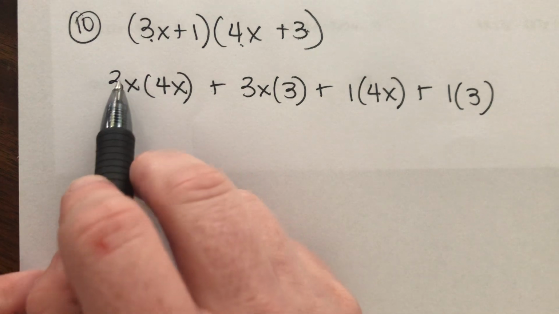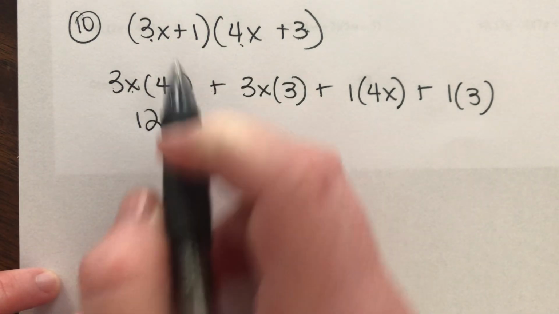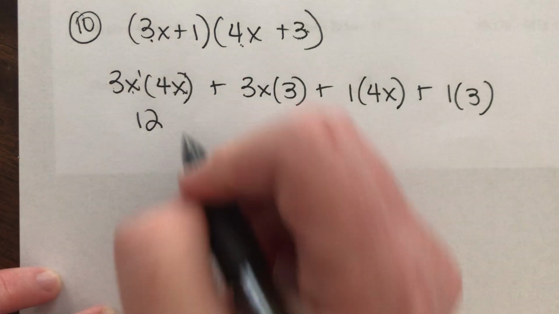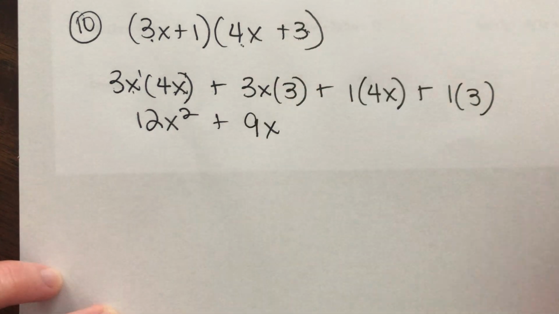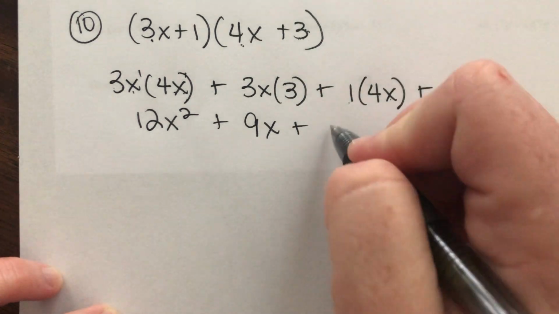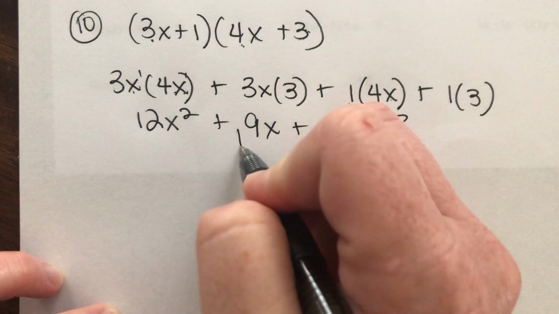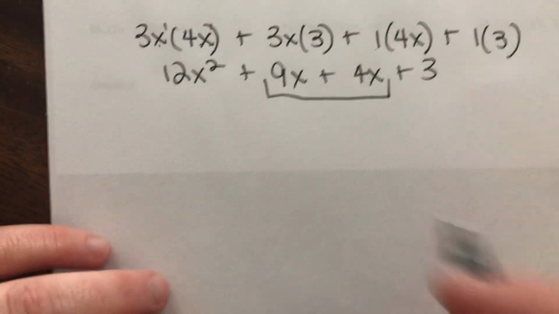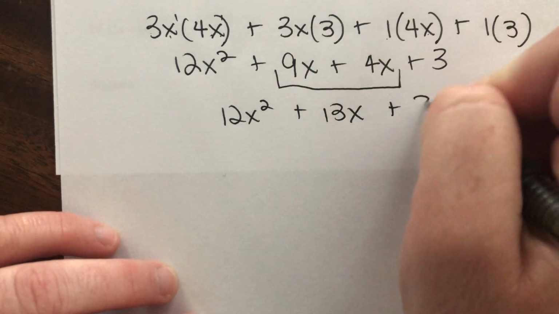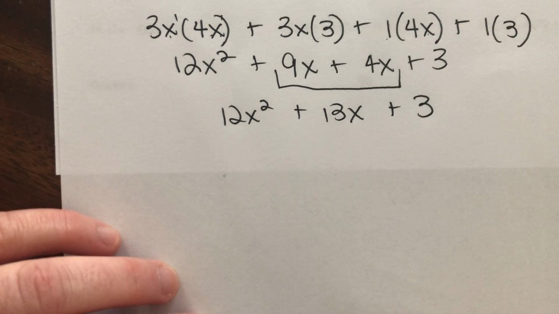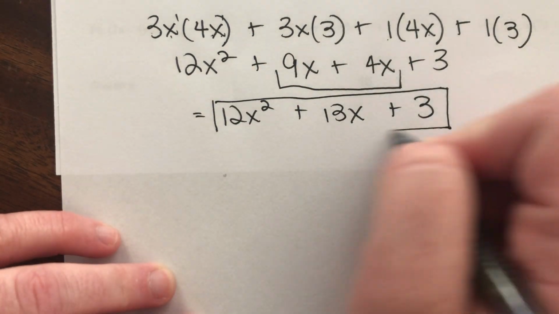Okay, now I just want to simplify. So 3x times 4x, 3 times 4 is 12. X times x, when I multiply bases, I add their exponents. X squared plus 3x times 3 is 9x, plus 1 times 4x is 4x, plus 1 times 3 is 3. And then I'm going to combine my like terms. So that's 12x squared plus 13x plus 3. Hopefully that's making sense. We're just simplifying all the way down. This is our answer.